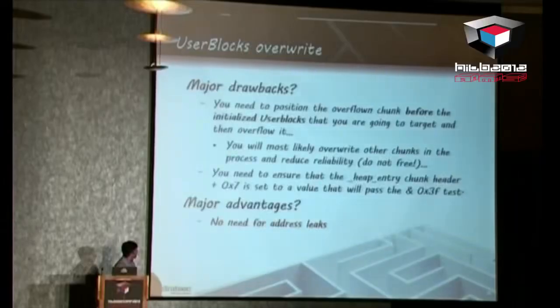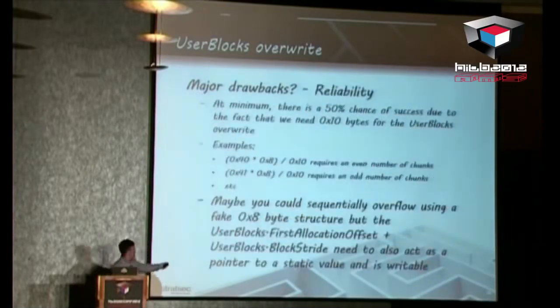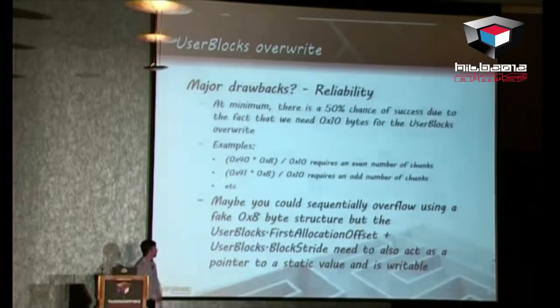You will most likely, like I said before, overwrite allocated chunks, and in doing so, you make sure that those can't be freed. So yeah, like I said, the reliability is a major problem. Depending on the user block, the bin size will determine whether we need an even number of chunks between the overflowing chunk and the user blocks, or whether we need an odd number. Because it has to be divisible by 16 bytes eventually, right? The user blocks header, like I said, needs the 3 members, which is 12 bytes, but then you just add 4 to make it even between 8.